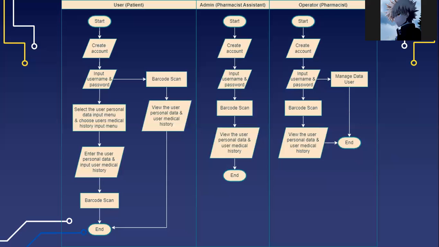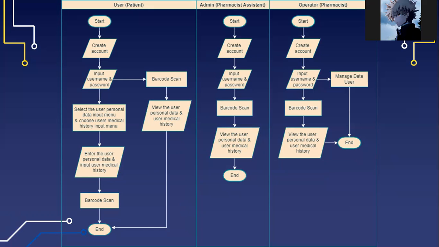Then the admin here is the pharmacist assistant whose job is to view the user personal data and the user's medical history data. But the admin does not have access right to the management of user data. While the user in this case is the patient. For patient, they can find out the information needed for their medication.